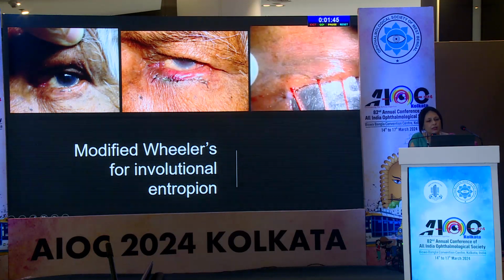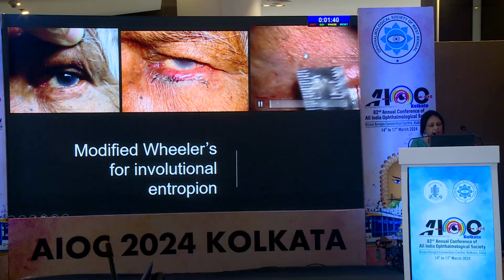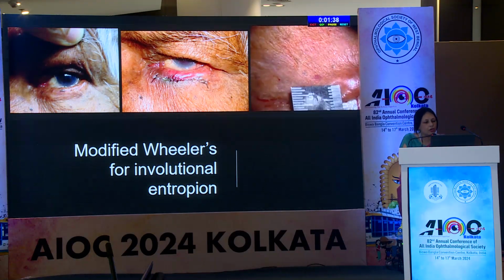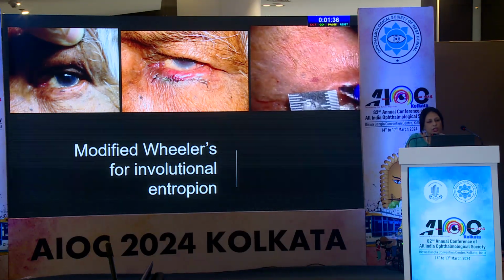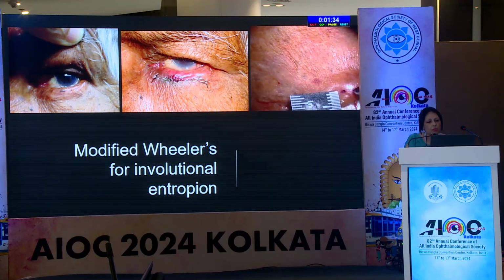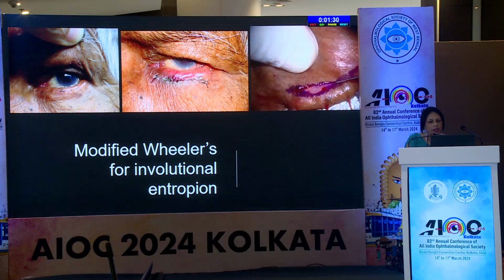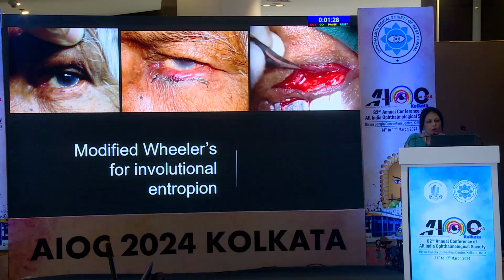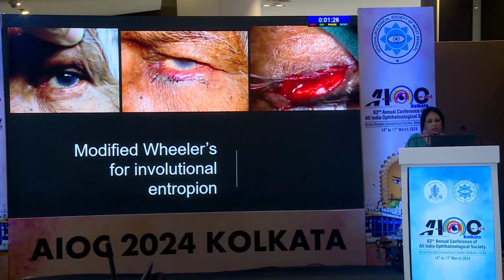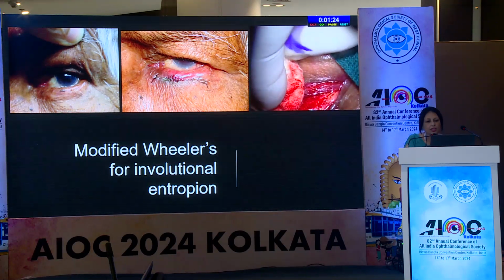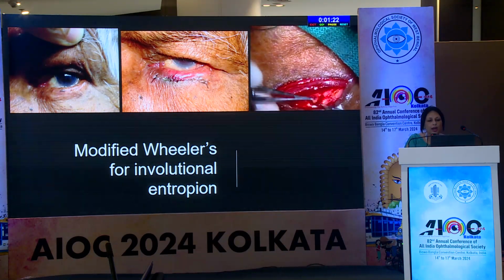This patient had generalized lid laxity with involutional entropion. So the procedure of choice in this case was a modified Wheeler. What you do is you mark 4 millimeter from the lid margin, and then you expose the orbicularis muscle in front of the tarsus. So this is the orbicularis belt which is exposed, and you do a triangle.